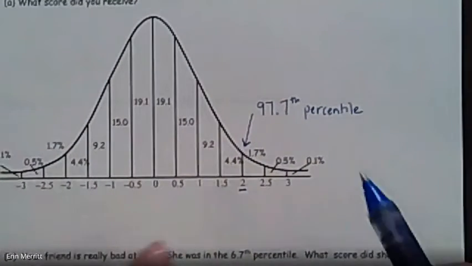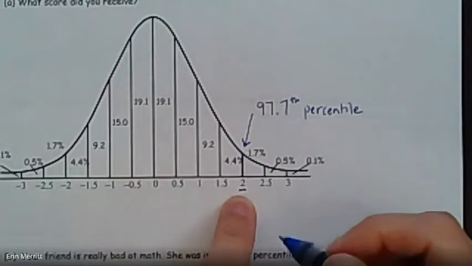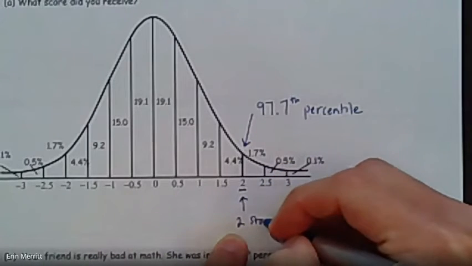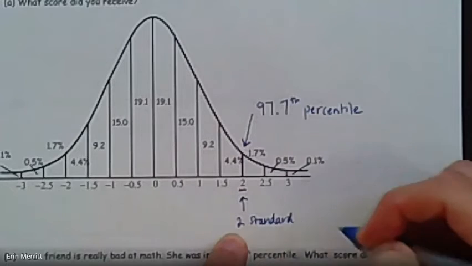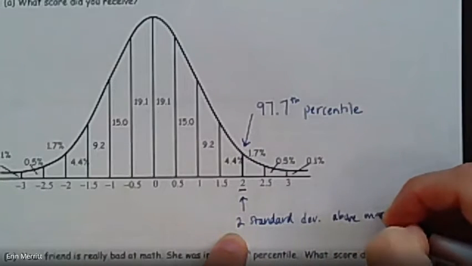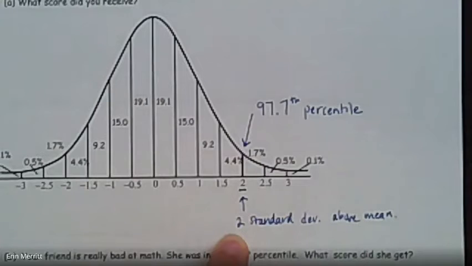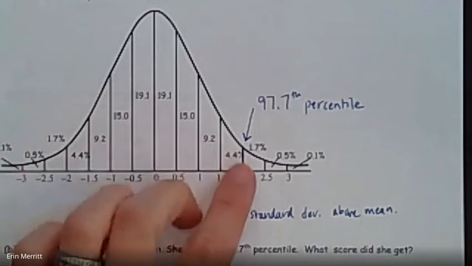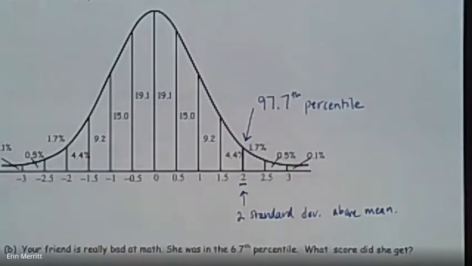All right. That means if you're here, if you're 2 standard deviations above the mean, because that's what this 2 represents. This is 2 standard deviations above the mean. That means that when the data is normally distributed, like it is for an SAT, you would have done better than almost 98% of the kids that took it.